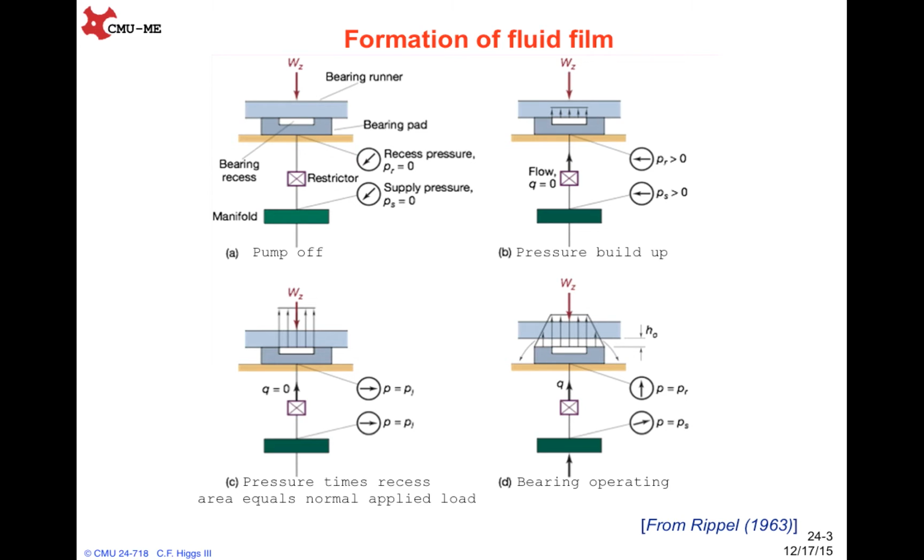If we turn on the pump, the pressure in the recess pocket will increase and try to lift the disc, as you can see in picture B. For picture C, once we continue to turn on the valve to increase the recess pressure, the pressure times the recess area will be equal to the normal applied load. Next, the pressure keeps going up, and finally there won't be any direct contact between the pad and the bearing, which indicates the formation of the fluid film.